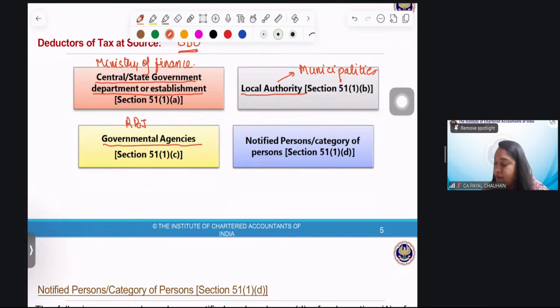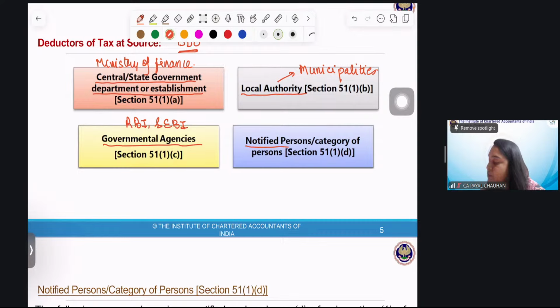Then government agencies. Example, RBI. Then we have SEBI. These are the examples of government agencies. NTPC also. Whenever RBI, SEBI, these government agencies make a payment for a contract where the taxable value of goods and service exceed 2,50,000 rupees, TDS is required to be deducted.